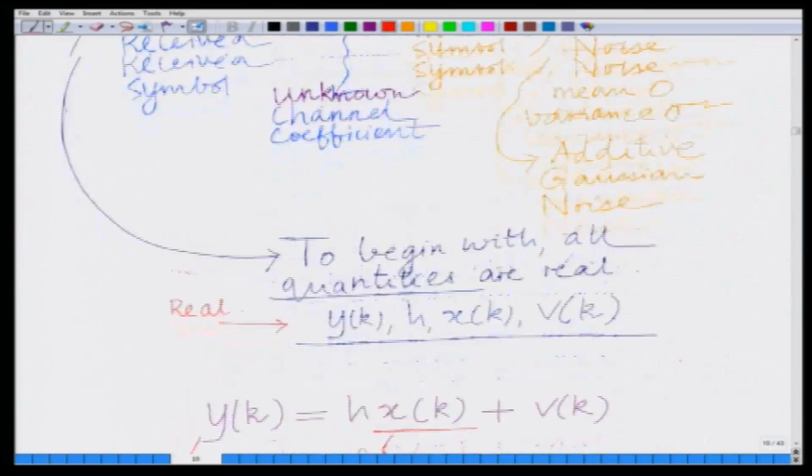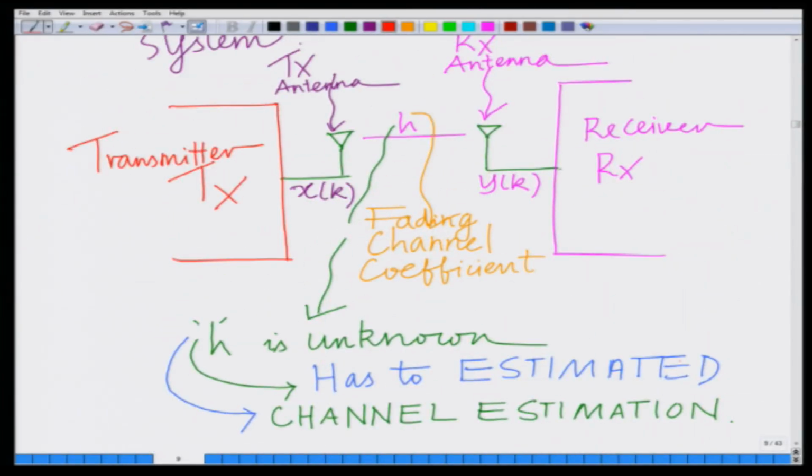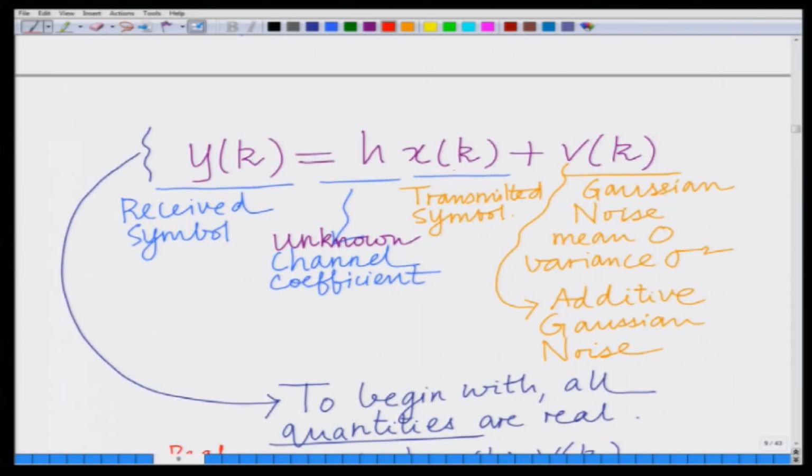Hello, welcome to another module in this massive open online course on estimation for wireless communications, where we are looking at the development of a scheme for the estimation of the unknown channel coefficient h. So, we said that in a typical wireless communication system, we have the transmit antenna, receive antenna, the channel coefficient h, xk is the transmitted symbol, yk is the received symbol, and we have said that this can be represented as yk equals h times xk plus vk, where vk is the additive Gaussian noise.